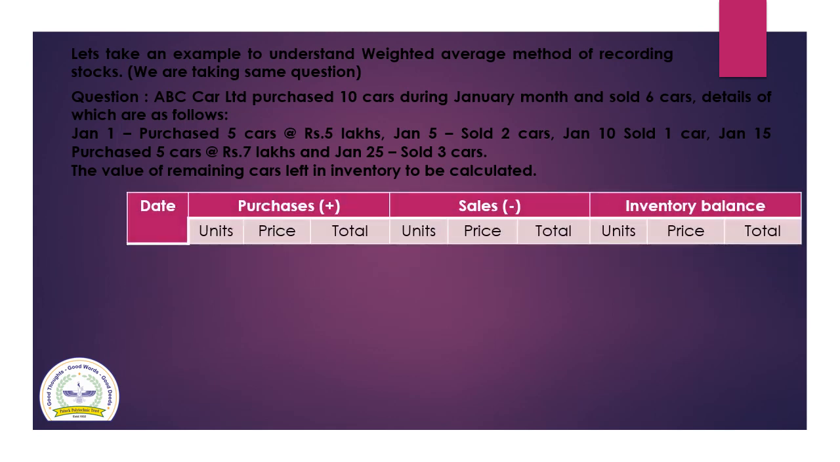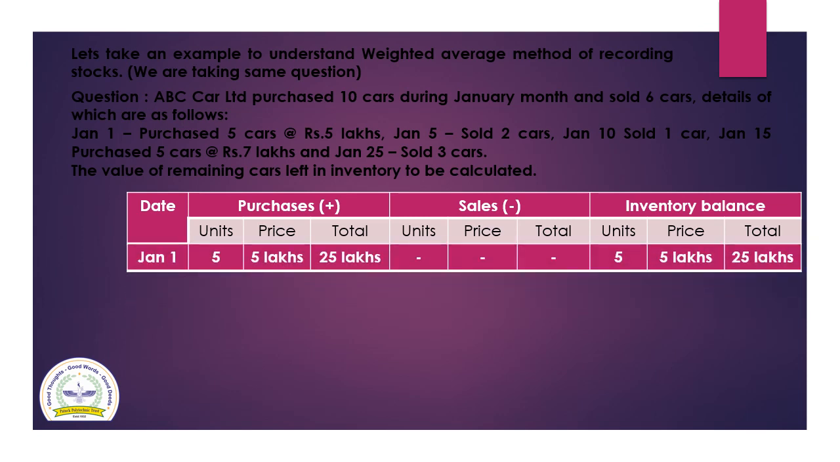Similarly, we have to prepare the same 4 columns: date, purchases, sales and inventory balance. In purchases, sales and inventory balance, again you will be bifurcating them into 3 sub-columns: units, price per unit, and total cost, each one of them. Recording the first transaction, Jan 1, 5 cars are purchased at a price of 5 lakh rupees each. So the total cost comes to 25 lakh in the purchase column. Inventory balance remains the same, 5 cars with 5 lakhs each, and 25 lakhs is the total cost.